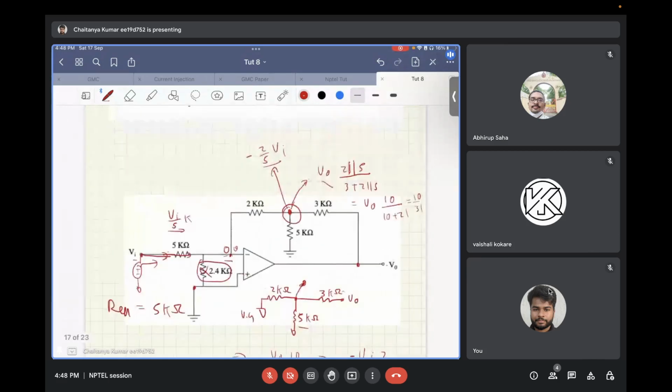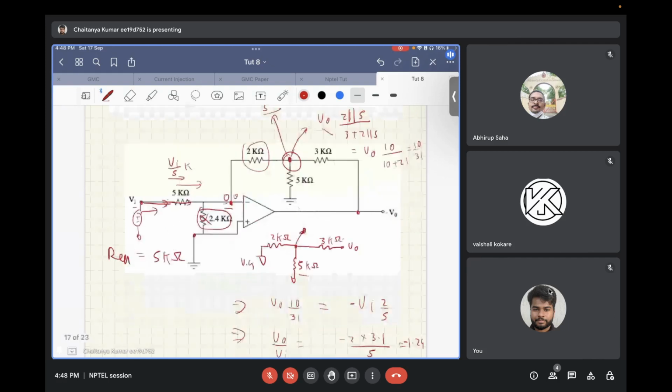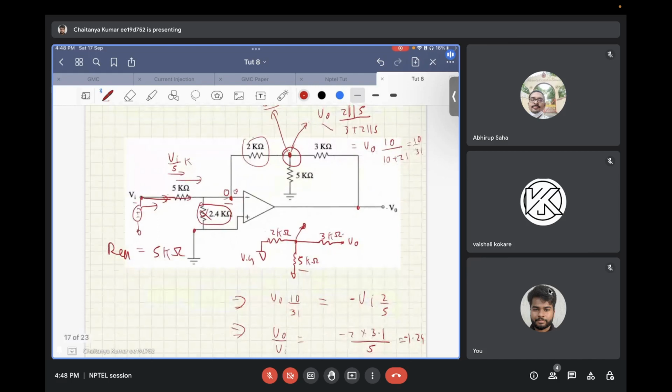And from the input side, this voltage is 0 volts, and the input current that is flowing is Vi by 5 kilo ohms. That current develops a voltage across this 2 kilo ohm resistor. So from the input side, you have minus 2 by 5 times Vi. If you equate these two, you get the gain as minus 1.24. Any doubt in this?